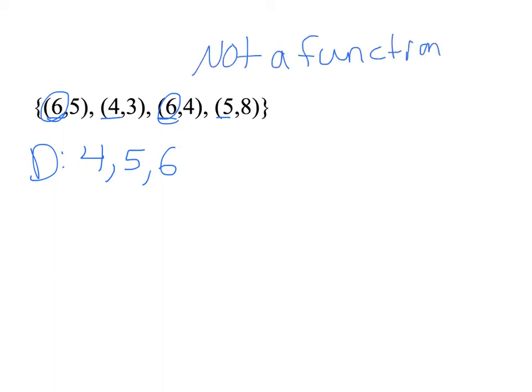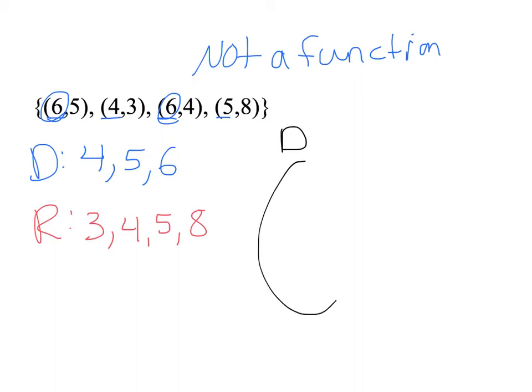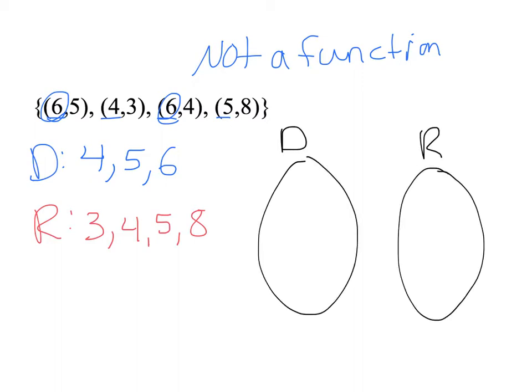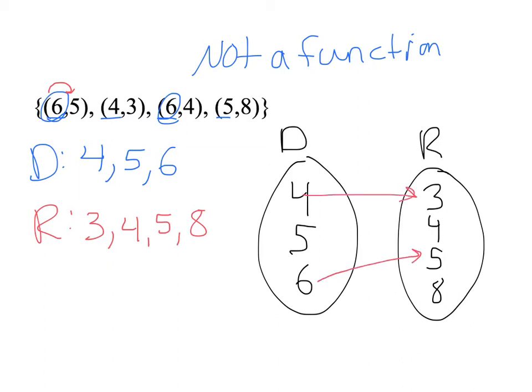Anything can be a relation. Any set of ordered pairs is a relation, but in order to be a function, it can't have repeats in the domain. Okay, then we have our range. Looks like we have 3, 4, 5, and 8. Okay, that's domain and range. Then we make our mapping diagram. We're going to put 4, 5, and 6 in the domain, 3, 4, 5, and 8 in the range. And we're going to go back to the original set of ordered pairs, and we're going to map 6 with 5. And then we're going to map 4 with 3, 6 with 4, and 5 with 8.